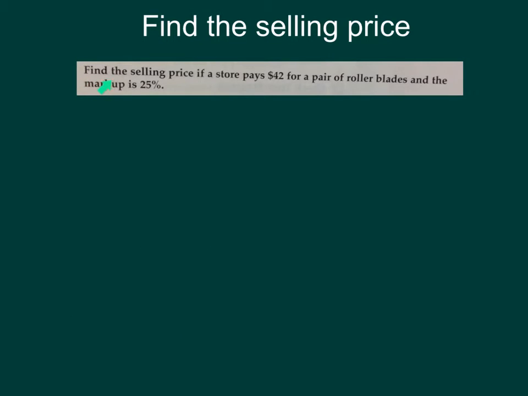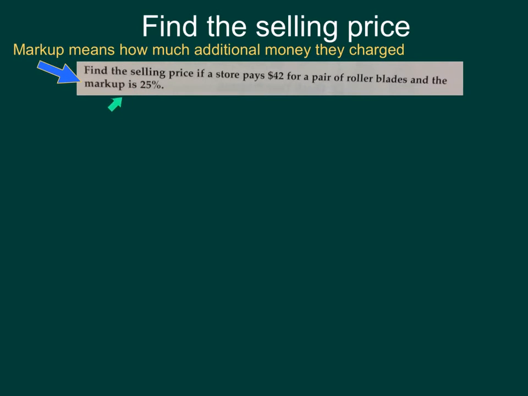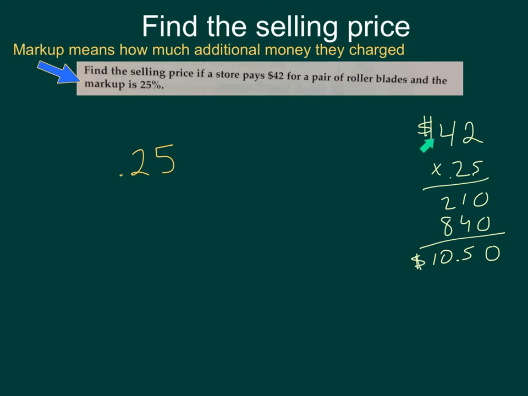So in this problem here, it says find the selling price if a store pays $42 for a pair of rollerblades and the markup is 25%. Now, markup means this is going to be an increase, and I know 25% as a decimal is 0.25 or 25 hundredths. So if I were to take the $42 and times it by this markup, 25% or 25 hundredths, that's going to show me how much of a markup there would be. So when I do that problem, $42 times 25 hundredths, I get $10.50. So that's going to be my markup.